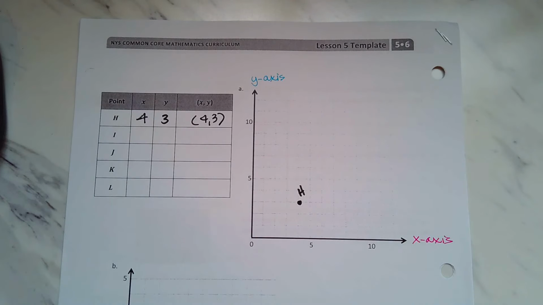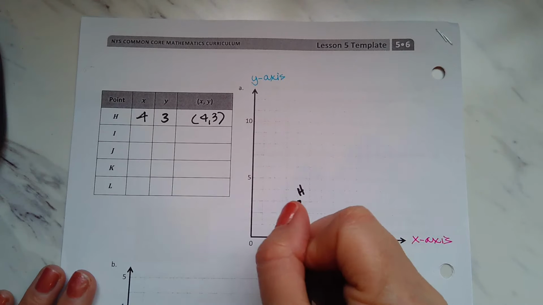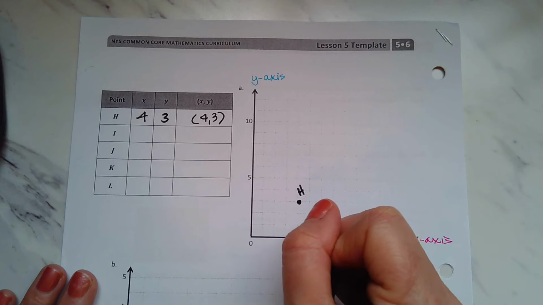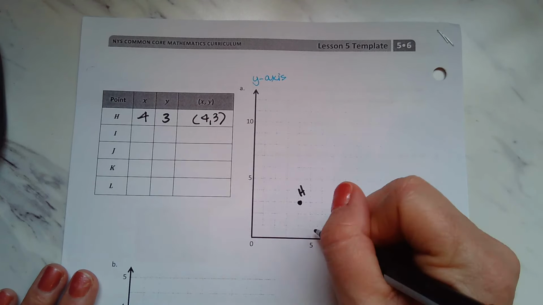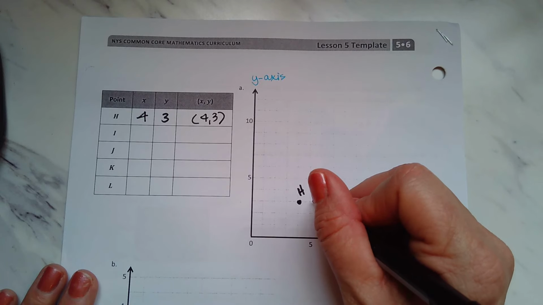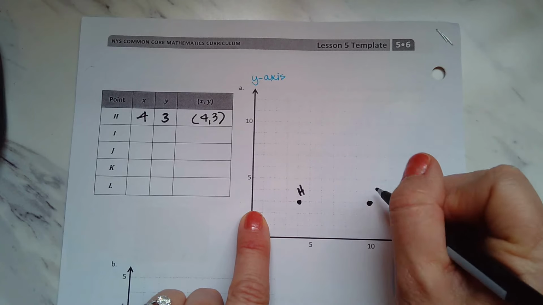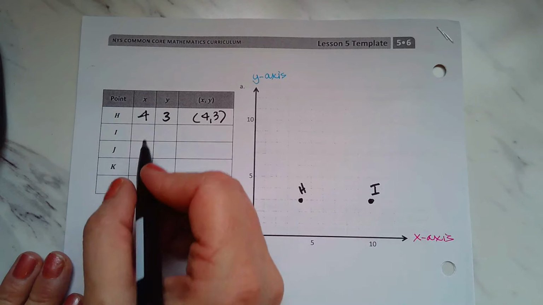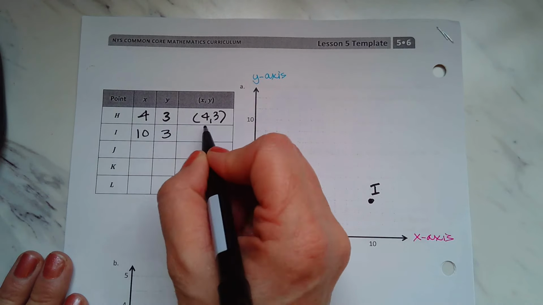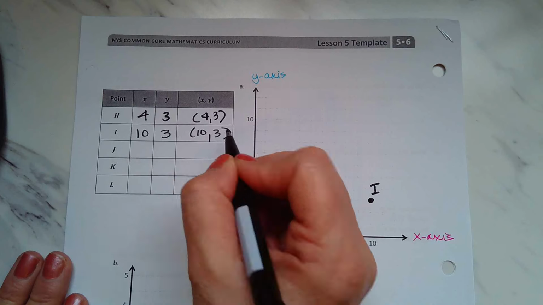So let's just play around with that idea for a little bit so that you're used to hearing that terminology as well. All right, now we're going to plot another point, letter I, and we're going to go 3 units from X, 1, 2, 3, and 10 units from Y. And I'm going to call that I. So it's 10, 3.